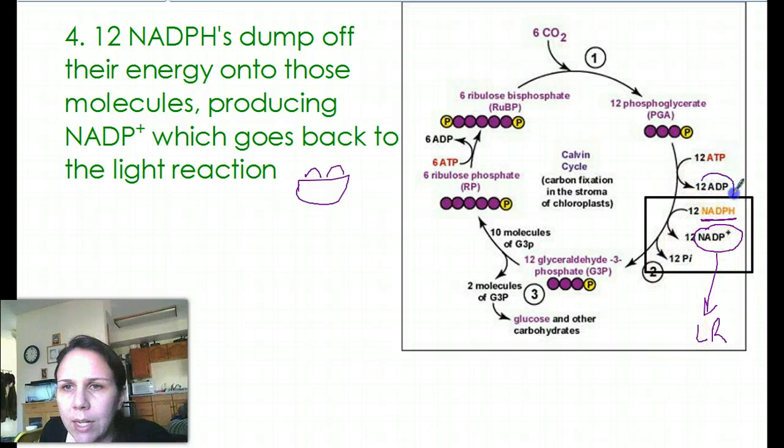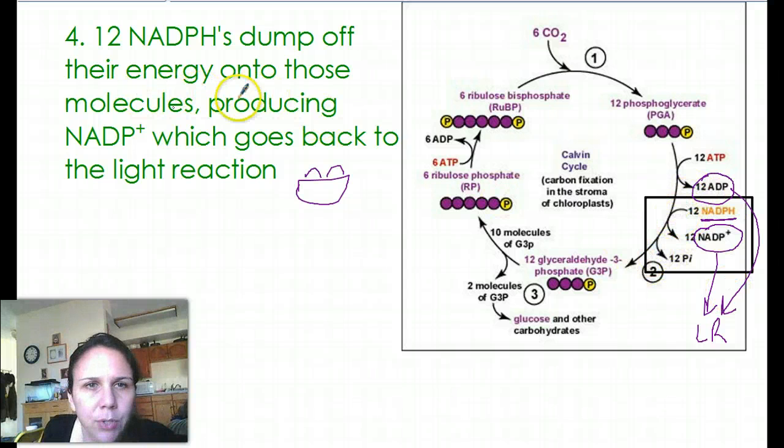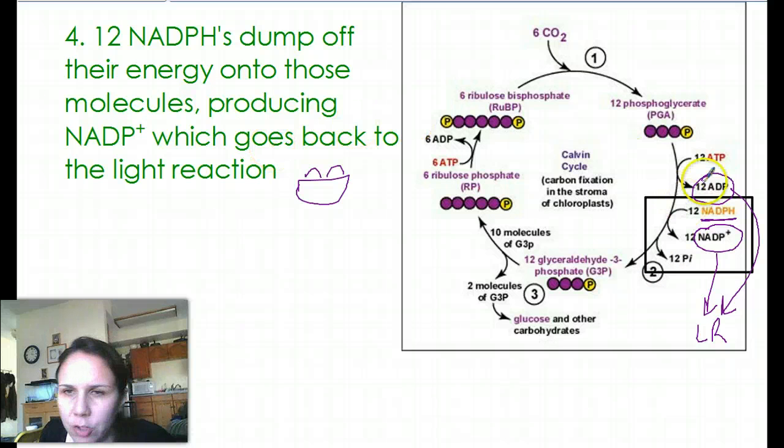So I've just created 2 things needed by the light reaction to keep it going, because if these didn't do that, the light reaction would stop. So I've got my 2 little guys, and they're going to go back and pick up some more passengers and get charged up. And now what happens? Producing NADP+, which goes back to the light reaction, okay?